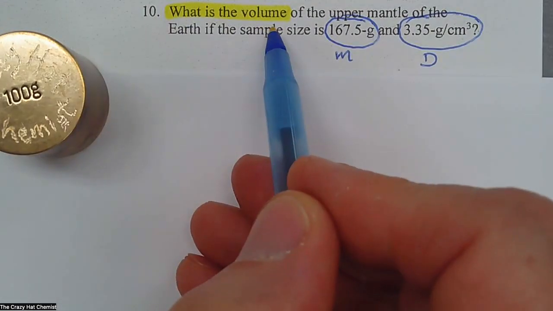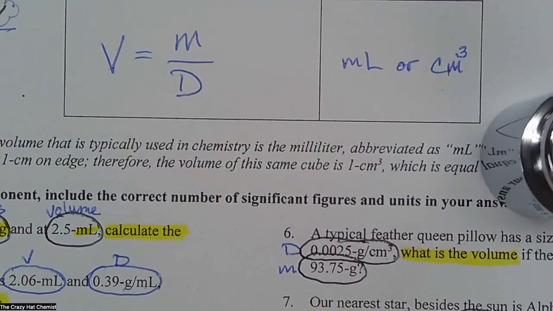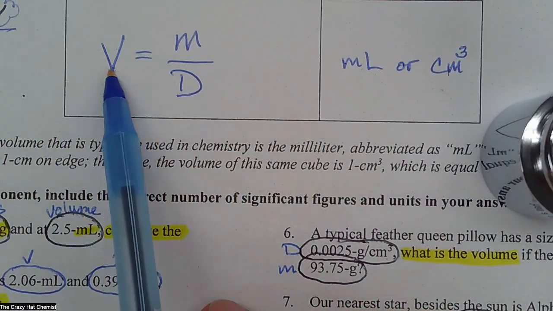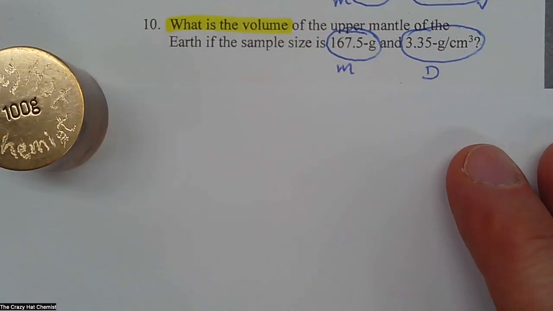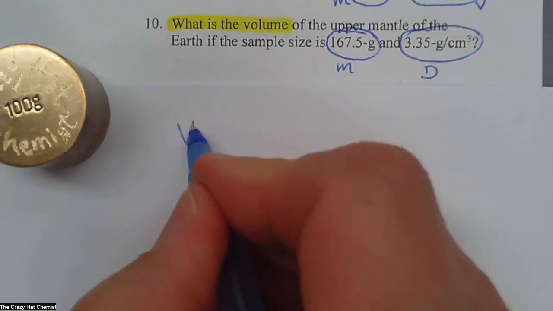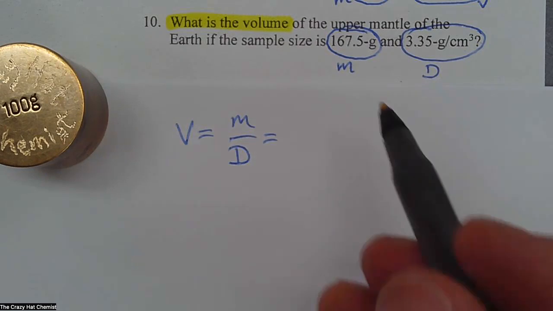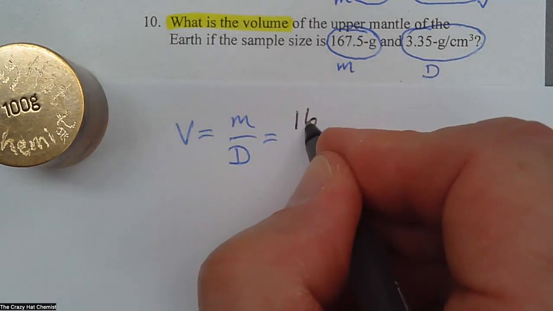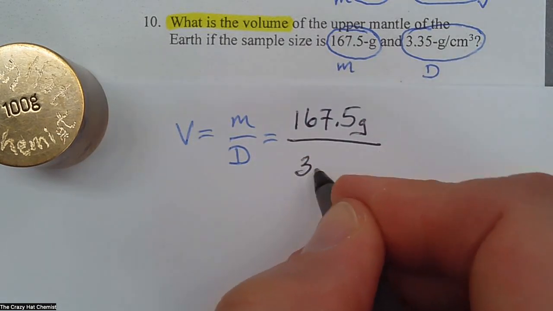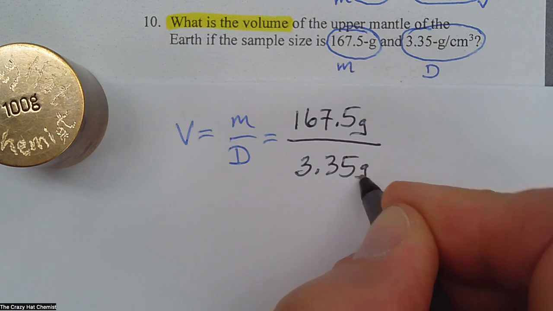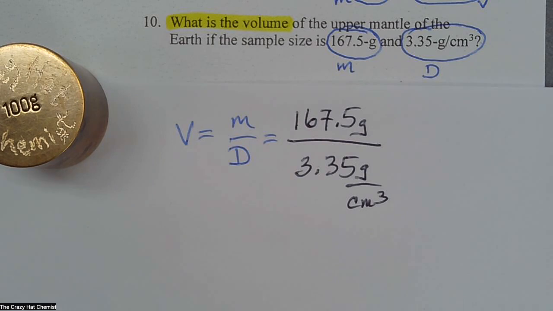And it says, what is the volume? So I need to know the volume equation. So the volume equation is as follows. Volume is equal to mass over density. So let's write that down. Okay. Volume is equal to mass over density. So we're going to be plugging in these numbers here. We know what these numbers are. That's mass. That's 167.5 grams divided by density, 3.35 grams per cubic centimeter. All right. So we're going to plug these numbers into our calculator.